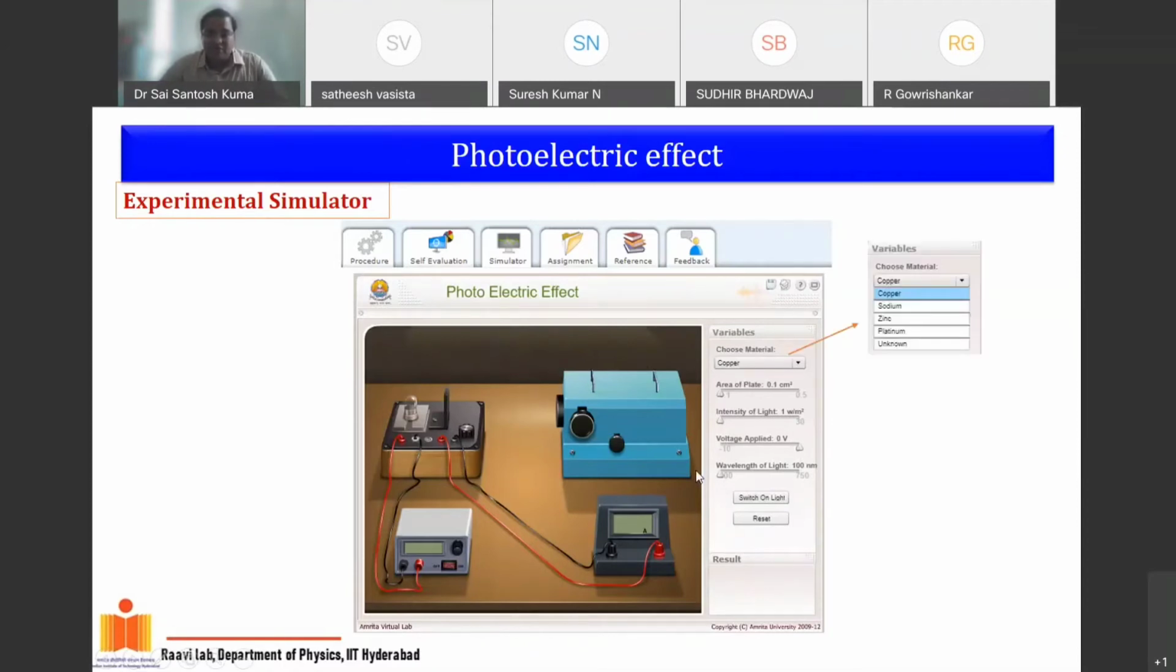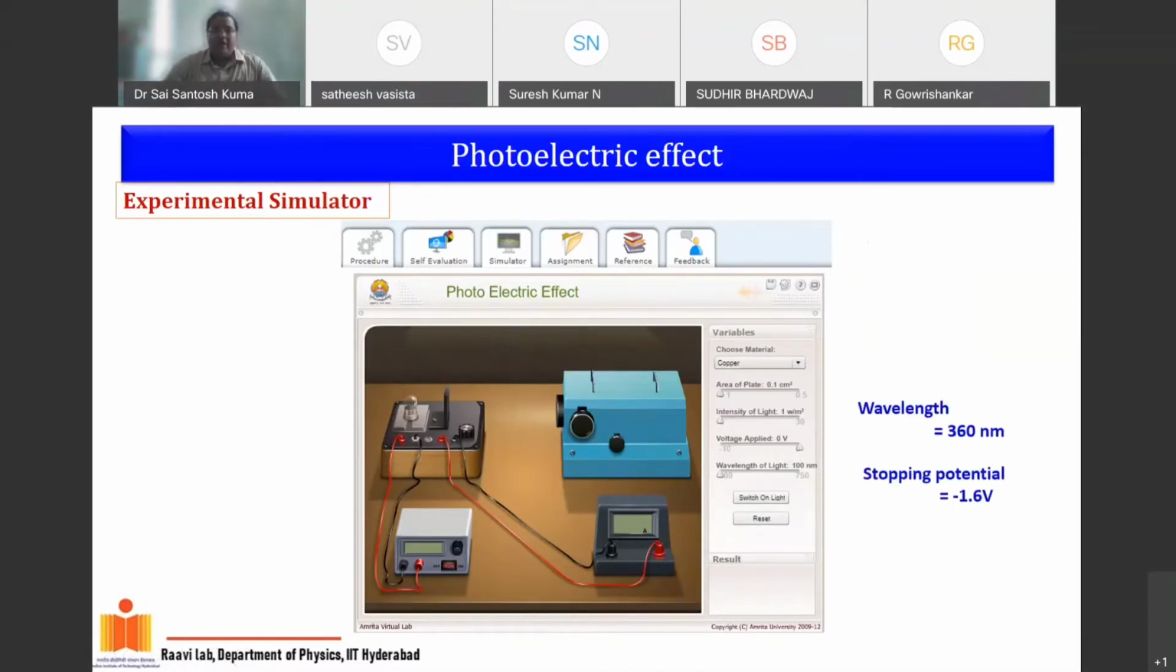For this demonstration, I choose sodium. And then I found that at a wavelength of 360, the stopping potential is minus 1.6 volts. I will explain that a little later.